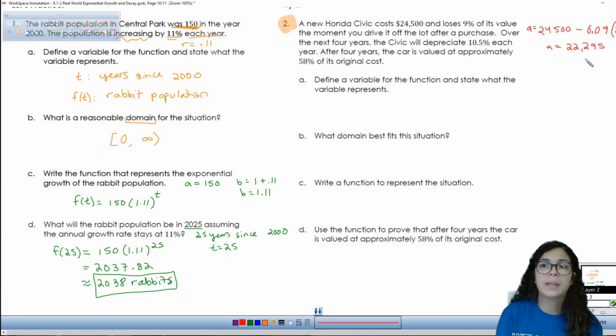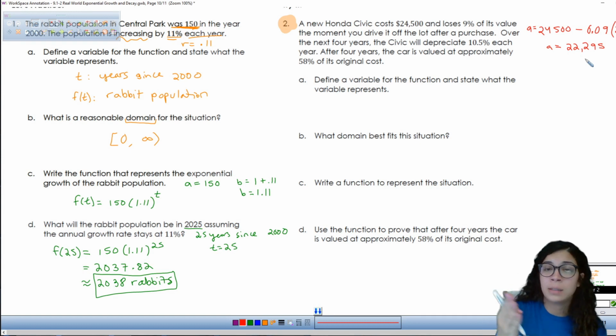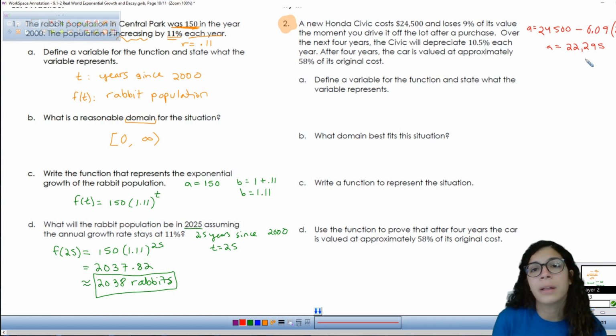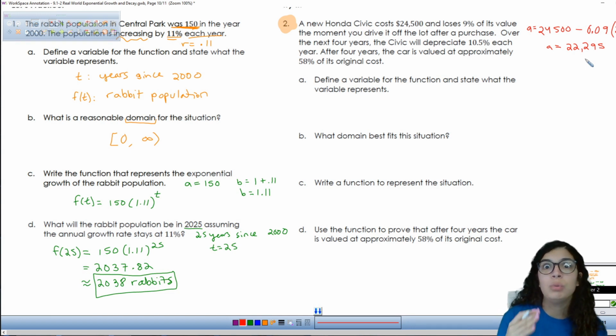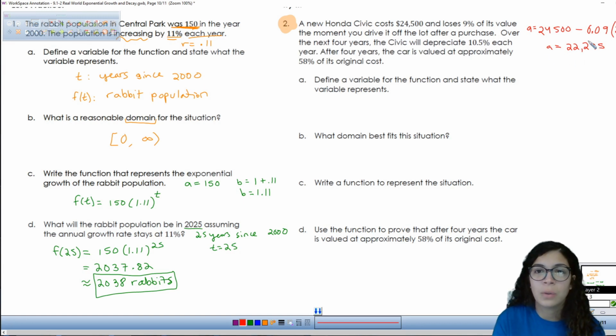So you just bought it, no time has passed, but because you just bought it, the moment you drove it off the lot, it decreased in value, and that's the value that it is now. Even though you just bought it, you wouldn't be able to sell it again as new. It would still be considered used, even if you just bought it. So this is actually the initial value of the car.